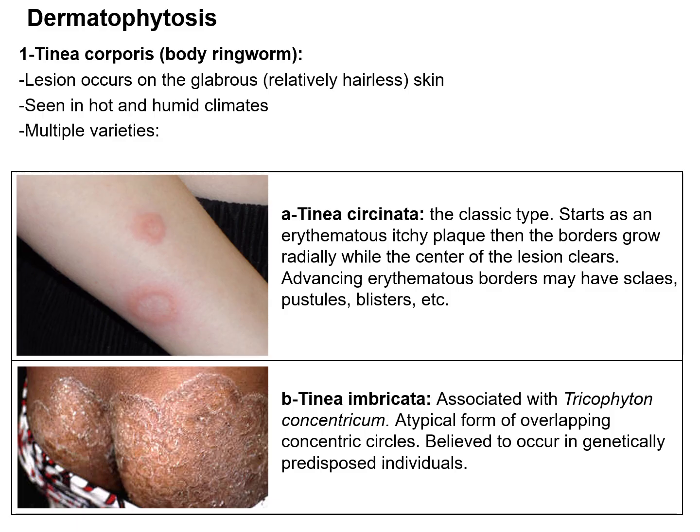Usually Tinea corporis happens on glabrous skin, which is the relatively hairless skin, and what you will see is we have these raised plaques, and then the central area will clear out, so you end up with a border, and then the borders keep growing outwards while the central area will keep on clearing. So this is referred to as Tinea circinata. This is the classic type, and in Latin, circinate means circular. This is where the name comes from.